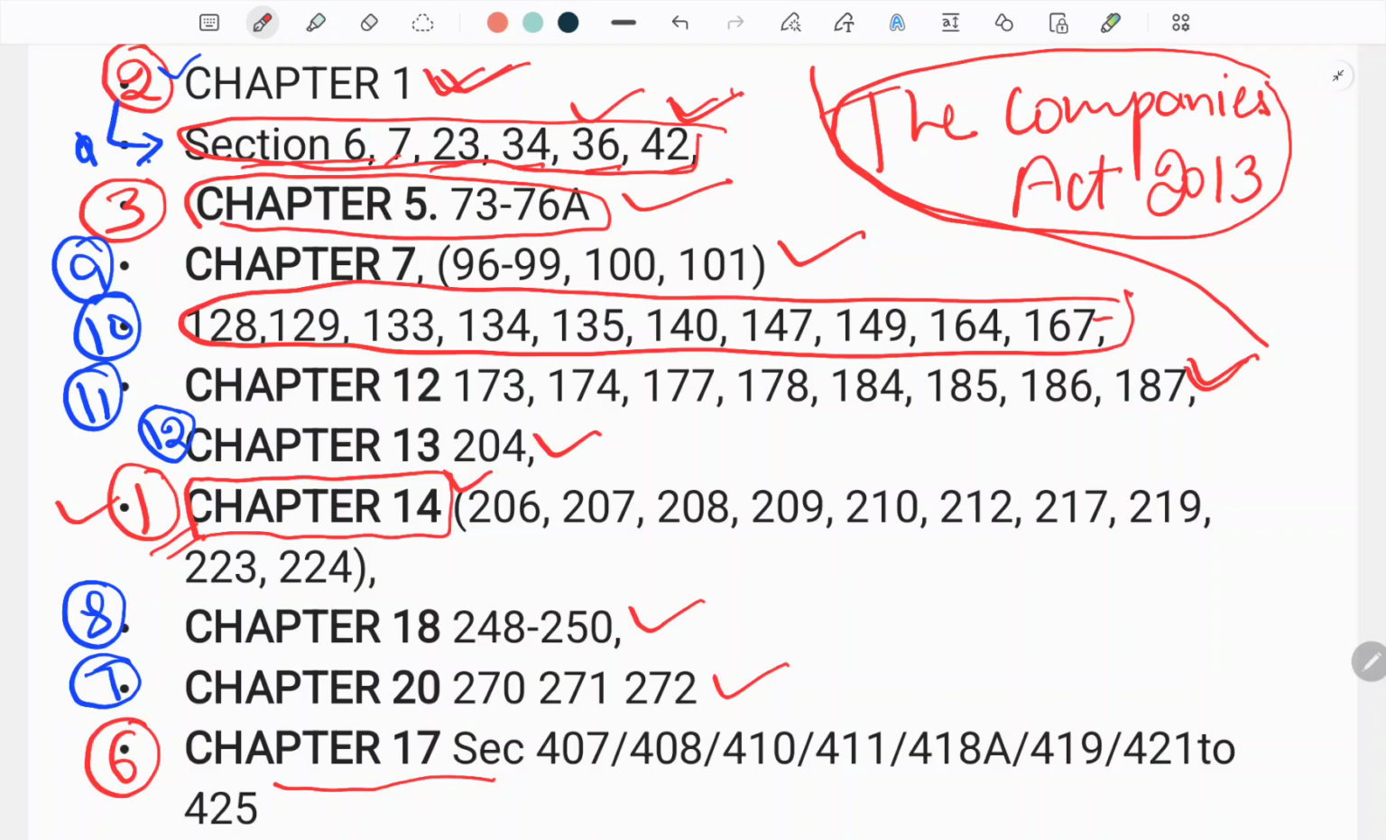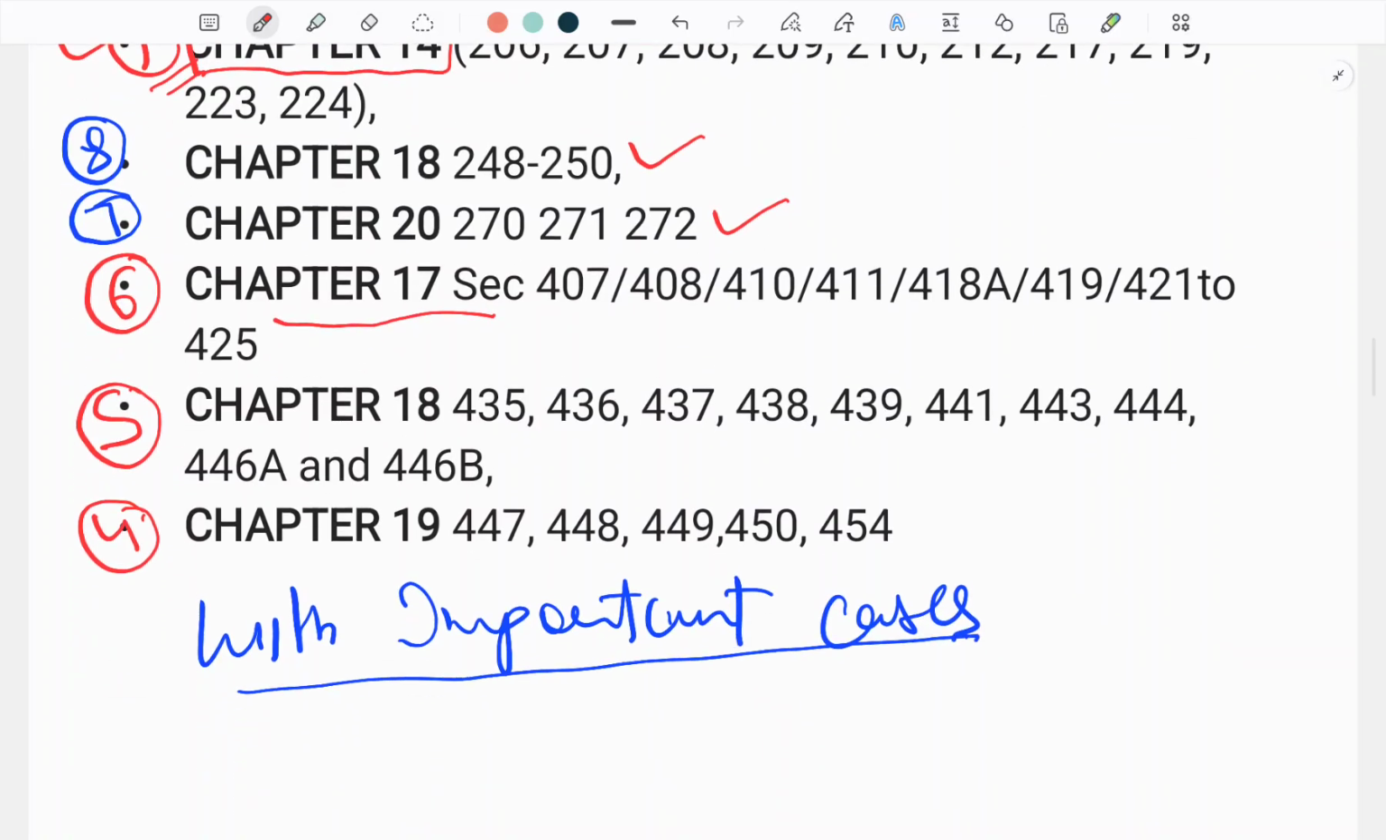These are the summaries, because it depends upon your time. If you have time, you should do all the sections in brief. But if you do not have time and you are going to appear in the exam, then this is the way you can understand the chapters. You have to complete the chapters by this summary only. Chapter 18 is important, and chapter 19 is very important. This is how I have summarized how to complete these chapters with important case laws.